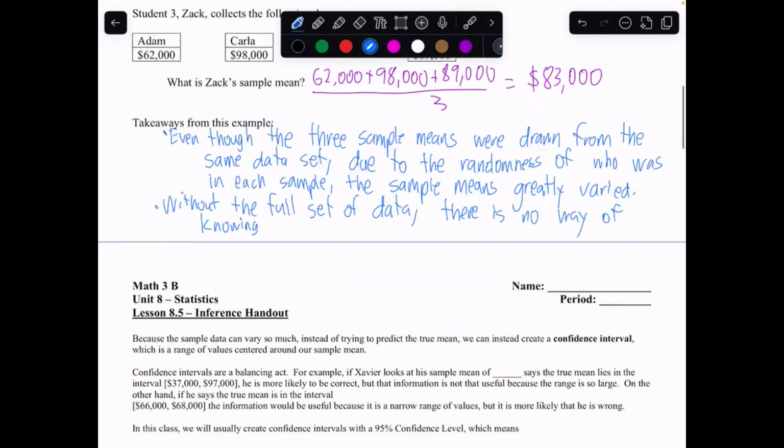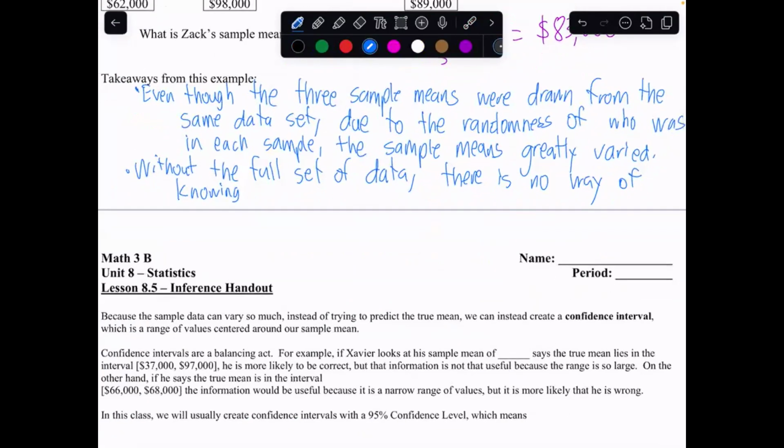And here's a phrase we'll be using throughout the rest of the unit. There's no way of knowing the true population mean.